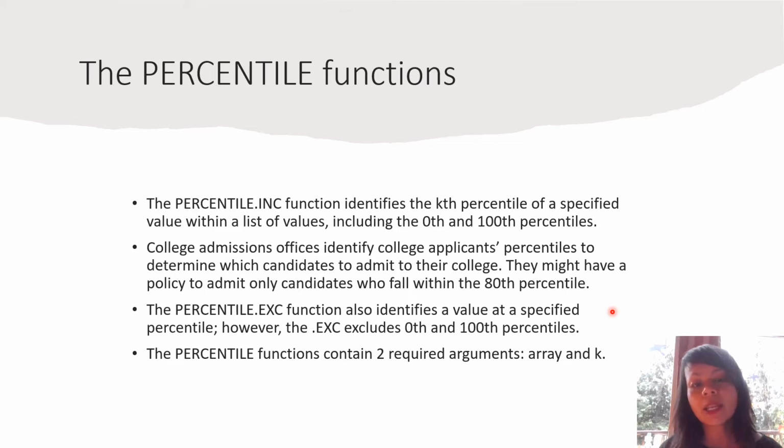The PERCENTILE.EXC function also identifies a value at a specific percentile. However, it excludes the 0 and the 100th percentile. So the percentile functions contain 2 required arguments, quite similar to the previous one: array and k.